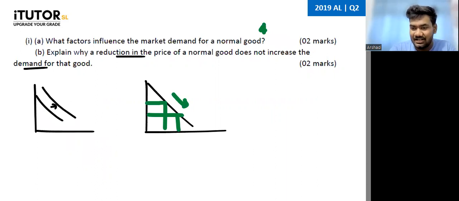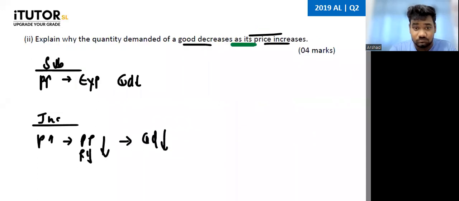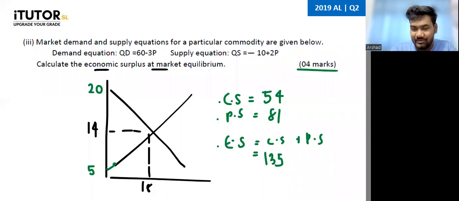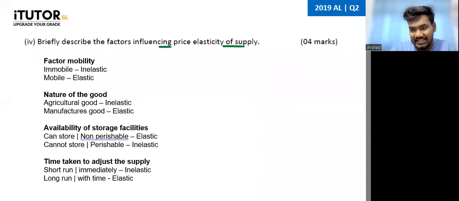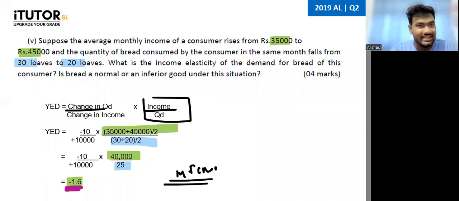Factors influencing market demand. Why is the reduction of a price not this one? QD and price. Economic surplus. PES and YED. That is question number 2 of the 2019 paper.